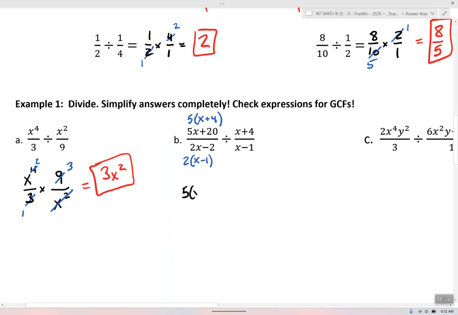So 5 times x plus 4 over 2 times x minus 1 times, and then we're going to flip that second fraction, x minus 1 over x plus 4. So now we can see the x minus 1s will cancel out. The x plus 4s will cancel out. And we're left with 5/2.